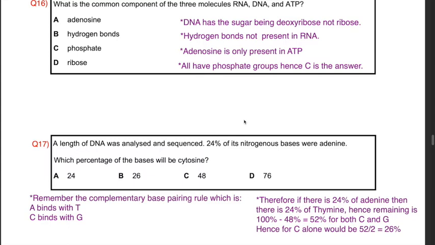Phosphate, as I mentioned, is present in all 3. Remember that carefully. Phosphate is present in RNA, phosphate is present in DNA, and phosphate is present in ATP by the mention of its name, adenosine triphosphate. ATP stands for adenosine triphosphate. That means phosphate will obviously be present in that too. D. Ribose. Ribose is only present in RNA and ATP. In DNA, it is of a sugar known as deoxyribose. Therefore, ribose is not present in DNA. Hence, it cannot be a common component. Therefore, the answer is C.